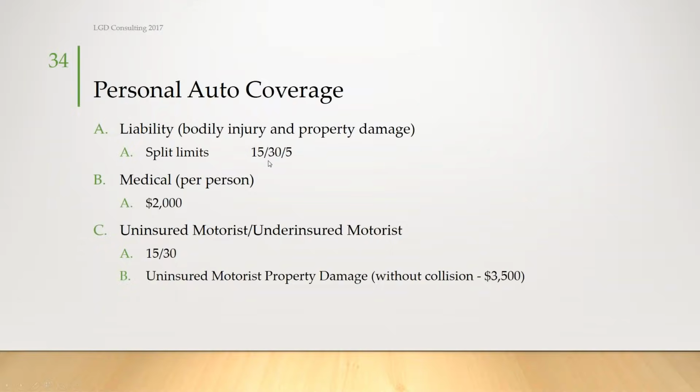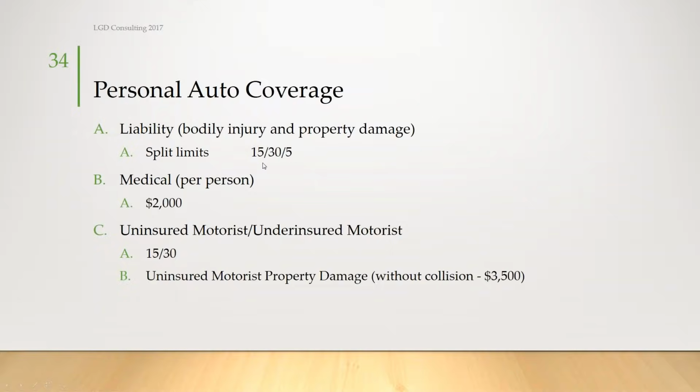Remember, this is liability, so it doesn't cover you and your passengers in your car. This covers the people in the other car that you hit, or maybe even a pedestrian. We're going to pay up to $15,000 per person, but $30,000 max for everyone injured because of that accident, that one occurrence. Now, the third number, this 5, stands for $5,000, and that's for, let's say, the car that you hit, the property damage.